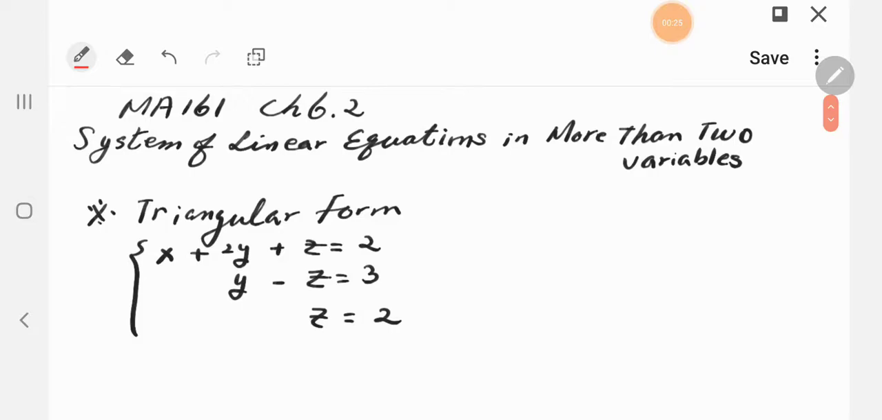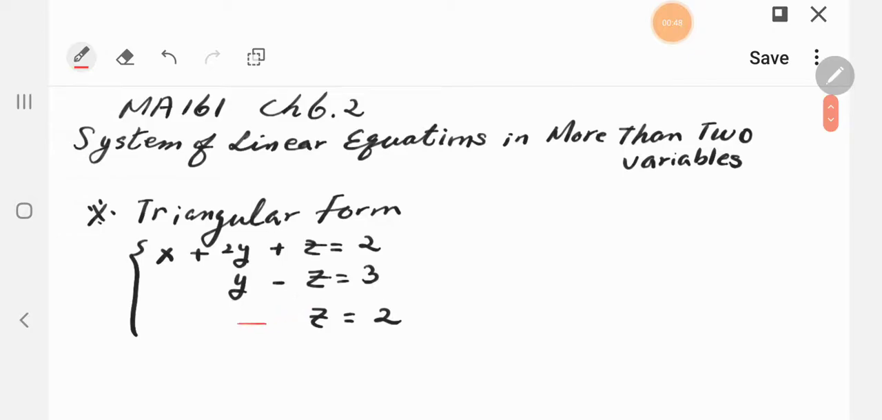If there are three variables, then we should have three equations. If there are two variables, then we should have two equations. So the number of equations should be the same as the number of variables. If we have a system of equations like this, then we call this system is in triangular form.